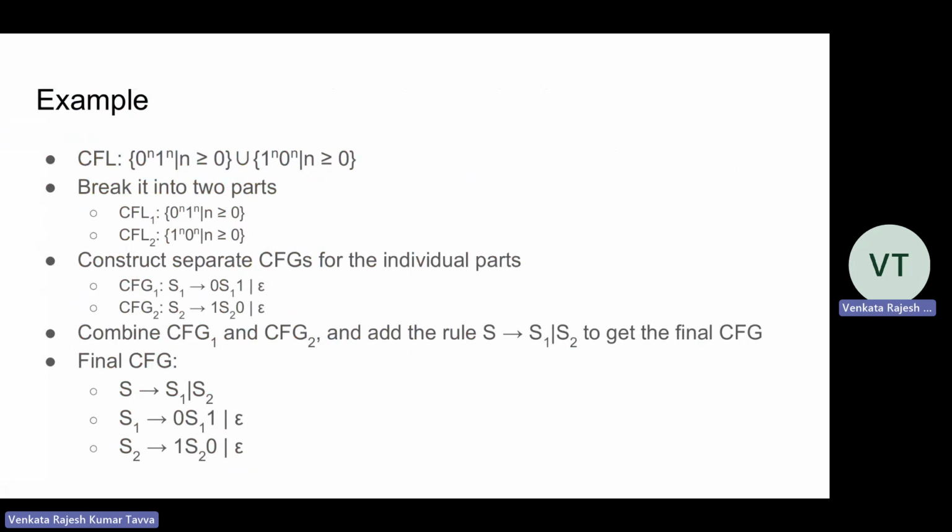For the first language, the CFG will look like S1 goes to 0 S1 1 or epsilon. For the second language, the CFG will look like S2 goes to 1 S2 0 or epsilon. Now combine these 2 CFGs by adding a new rule, S goes to S1 or S2. That's it. This is the combined CFG for the combined language.